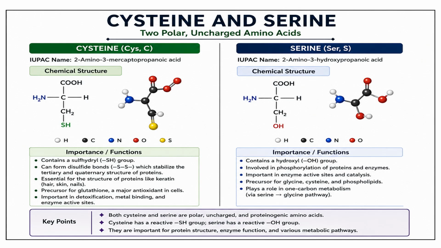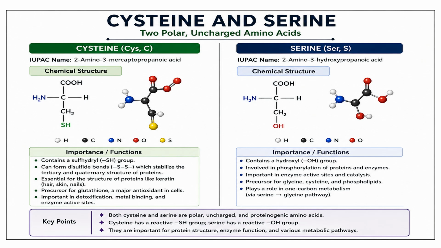Cysteine and serine are important proteinogenic amino acids classified as polar, uncharged amino acids. Their side chains contain different functional groups, giving them distinct chemical properties and biological functions. Cysteine contains a sulfhydryl group, SH group, in its side chain.